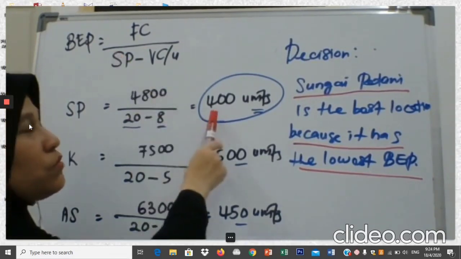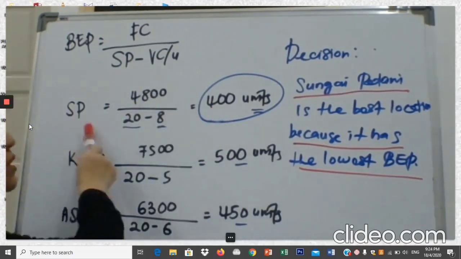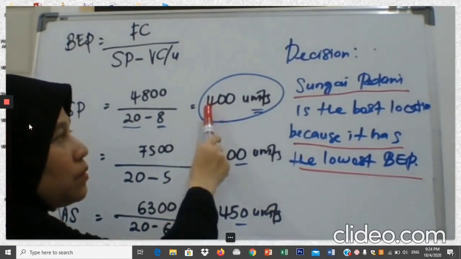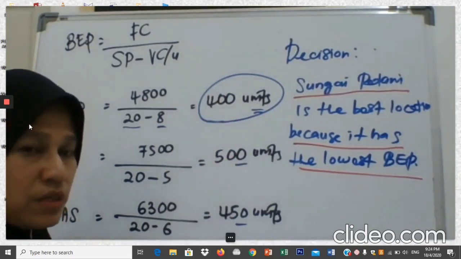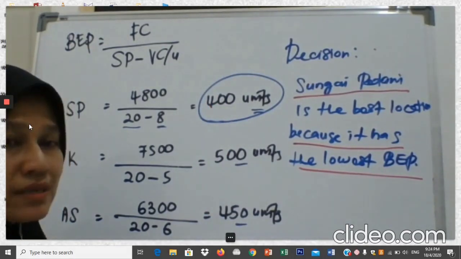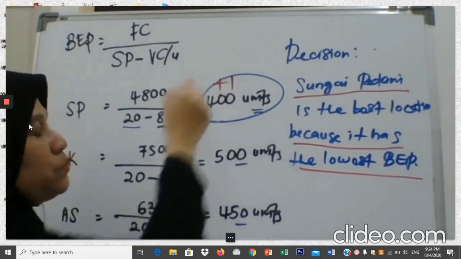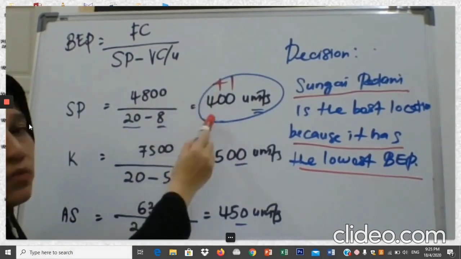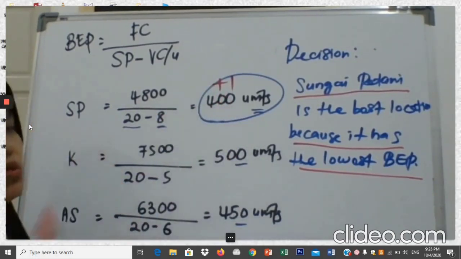Why lowest? Because by having the lowest break-even point, it indicates that this location can generate profit faster. Okay, kenapa? When the company produces 400 units, the company will break even. Break even meaning that zero profit, zero loss. So when will the company start making profit? When there is 1 unit extra produced by the company at this location. So this company will start making profit when the company produces 401 units, if the company chooses Sungai Petani.